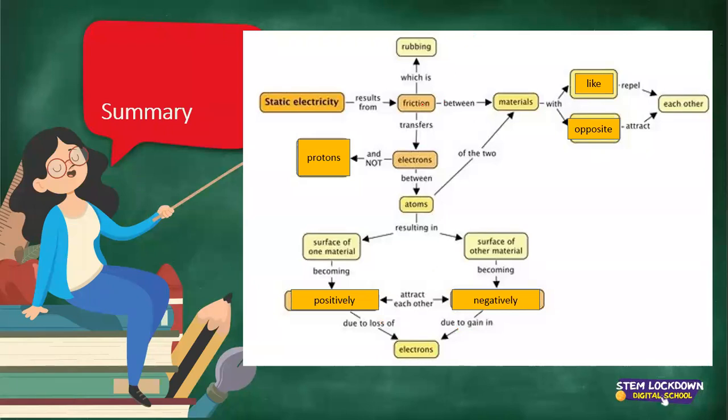Here we have friction between materials, which could also be at 2 or more atoms. Materials with like charges repel, and materials with opposite charges attract each other. So that's basically static electricity and shocks and everything that you need to know about static electricity.